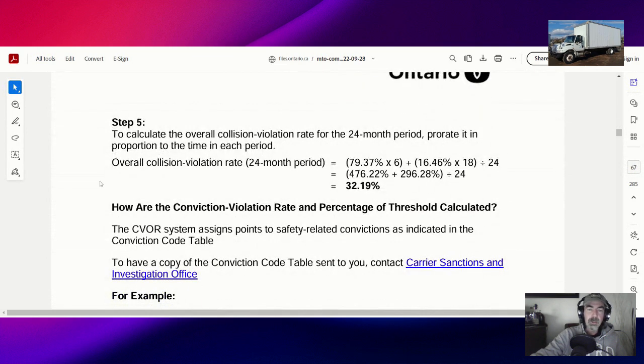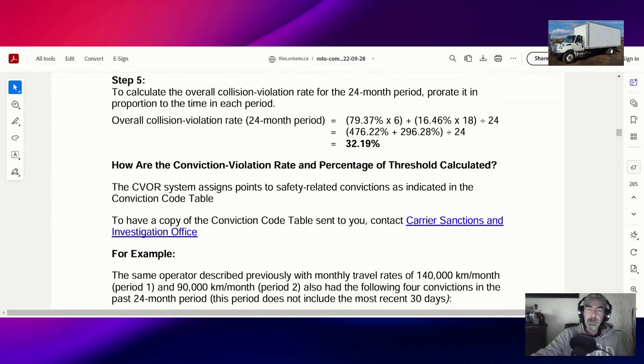Step 5. To calculate the overall collision rate for the 24-month period, prorate it in proportion to the time in each period. Overall collision rate, 24-month period, equals (79.37% times 6) plus (16.46% times 18) divided by 24. (476.22% plus 296.28%) divided by 24 equals 32.19%.